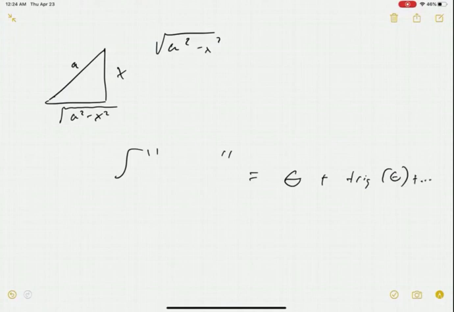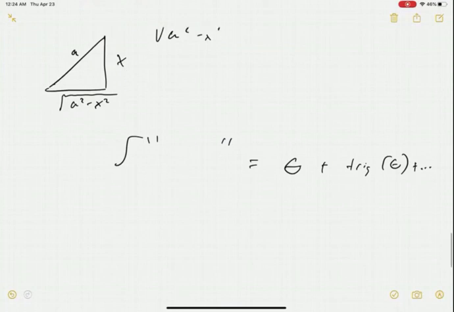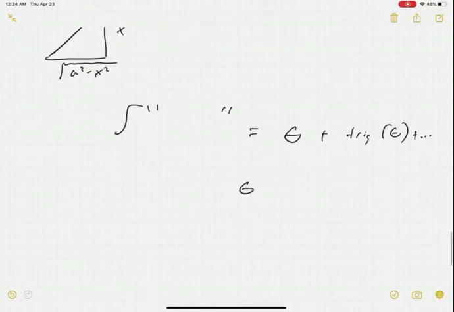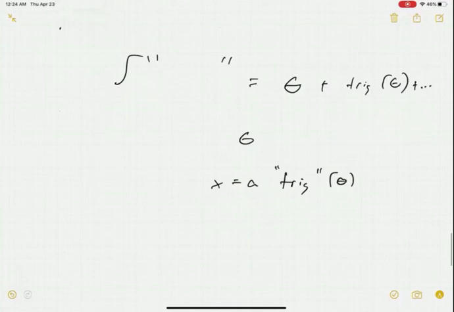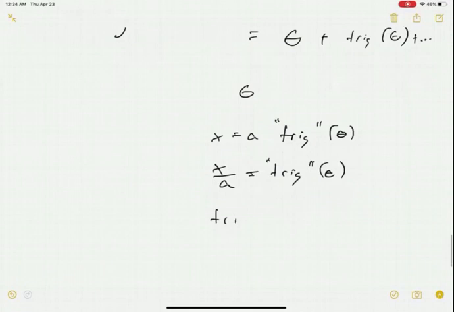Okay, and then we need to know how to undo these substitutions. So remember that when we have theta, we look at our original substitution. We had x equals a sine theta, or we'll say a trig of theta, right? Because we don't know which trig function we're going to use. We look at our original substitution. First, we get the trig function by itself. And then we apply the inverse trig function to both sides.